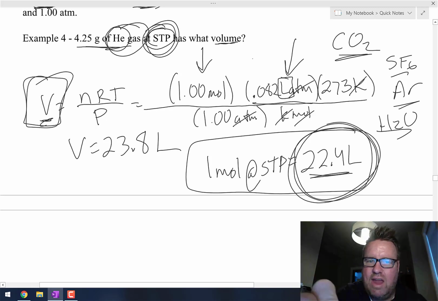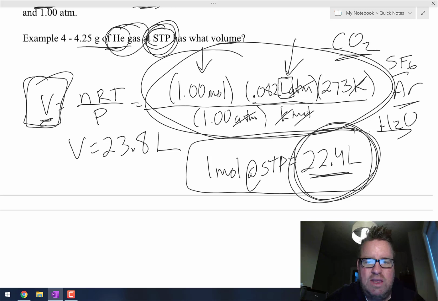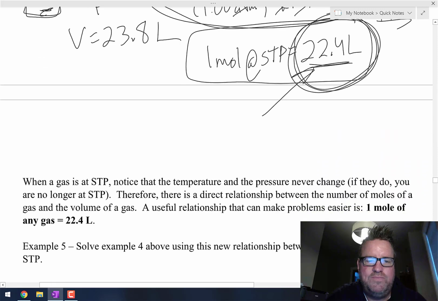Because if I can, I'd rather not do all of this work. I'd rather just go, oh, well, how many moles do I have? Oh, I have 3 moles. Oh, well, 3 times 22.4 is 67.2 liters. So whenever you see STP, always try to think of that 22.4, which will help you in terms of doing less work, but still getting the correct answer.